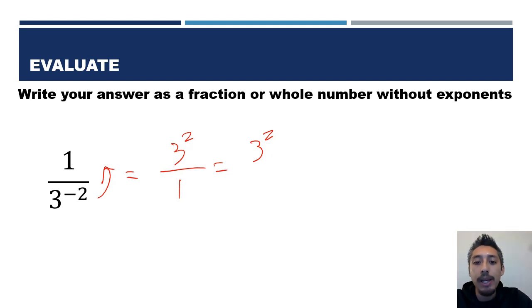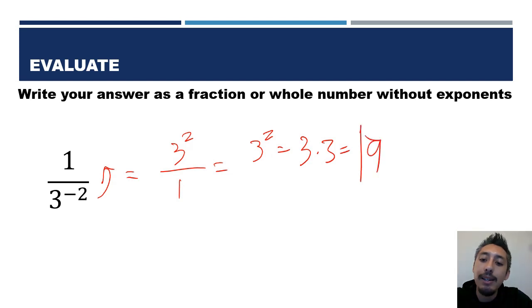Our answer right now still has an exponent, and we don't want that, so let's go ahead and do the next step. What is 3 to the power of 2? Well, we know that that's just 3 times 3, which is equal to 9. 9 is our final answer for this problem.